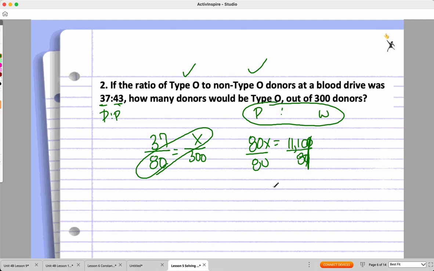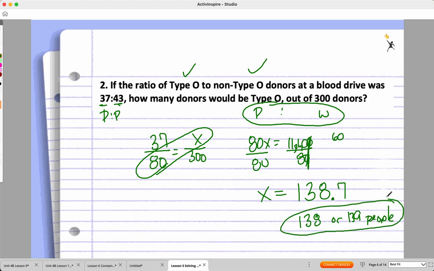8 goes into 11 one time with 3 left over. 8 goes into 31 3 times with 7 left over. 8 goes into 70 about 8 times. And we're going to have one more 0, so I'll put a decimal point. So that's 64, so that's 6 left. 8 goes into 60 roughly 7 times. So we'd say roughly either 138 or 139 people were type O. And I take either answer, rounding up or rounding down, it's just saying the same answer. It doesn't really matter.